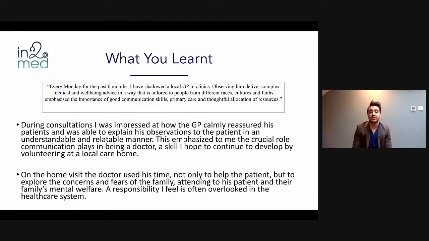The next thing is what you learned. So here is where you're going to drop in those qualities. So for example, you were impressed about the GP, how he calmly reassured his patients and explained things in a relatable manner. So here's the name drop. You learned the importance of communication skills in being a doctor, and that's a skill you want to develop. Then on the man with the Parkinson's, you saw how the doctor was attending to the patient's fears and how he calmed him down. And then here's another part where you learned about the importance of the empathetic skills and the softer skills of medicine.